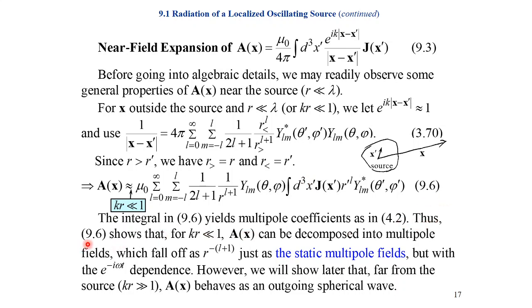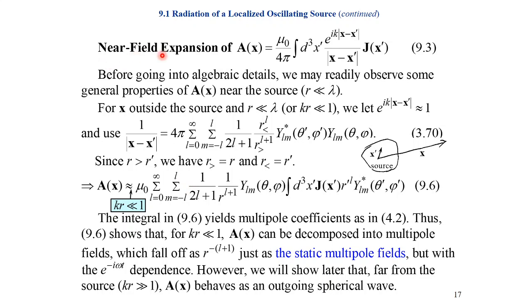So the last equation, 9.6, shows that for near field conditions, A(x) can be decomposed into multipole fields which fall off quickly as R to the minus (L plus 1), just as the static multipole fields. So actually this equation is quite similar to 4.2. Not similar, exactly the same. But the major difference is that for real A the time-dependent part, we still have the exponential of minus i omega t dependence. However, we will show later that far from the source, A behaves as an outgoing spherical wave. So we just consider the near field.